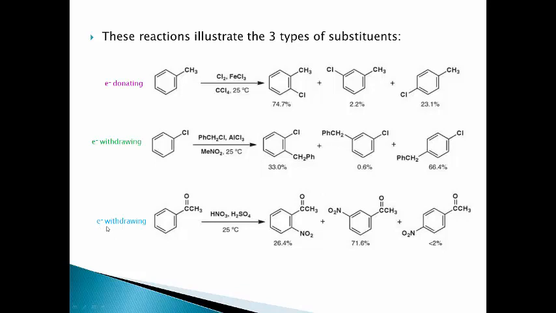And we have our electron withdrawing group. We've got a carbonyl in here, so it's really electron withdrawing and deactivating, so it directs into the meta position. Okay, so we're still getting a little bit of the other ones, but the majority of that really is in that meta position.